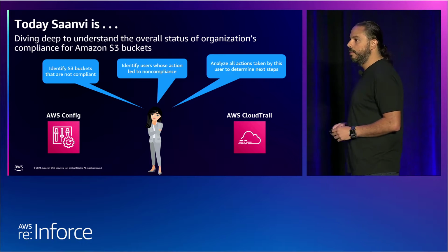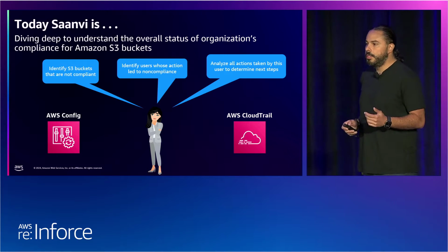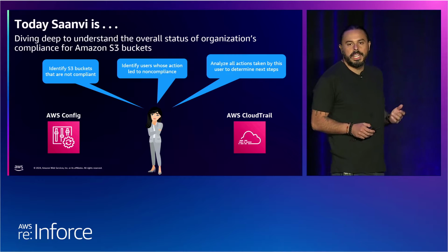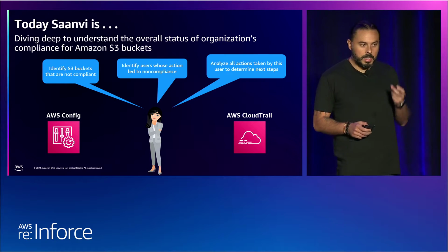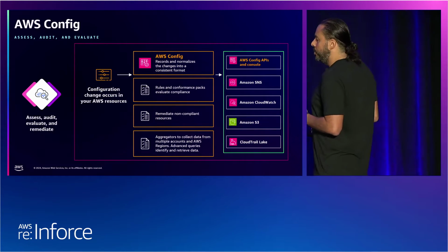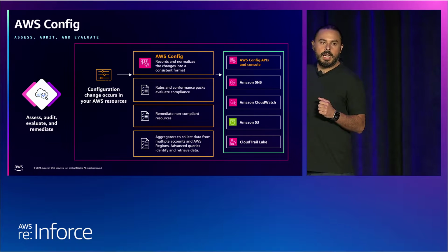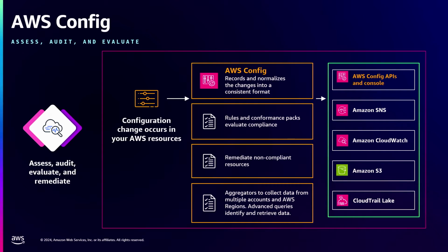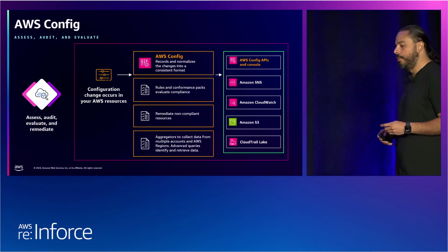She knows, because somebody on the team told her, that AWS Config and AWS CloudTrail are enabled, right? So she says, OK, I need to learn a little bit more about AWS Config to start. She learns that AWS Config is a service that allows her to assess, audit, and evaluate the environments. How it works is that it records all the resources and changes on the resources in a consistent format. It allows you to run AWS Config rules, managed or custom, in order to evaluate the compliance of the resources that are deployed.